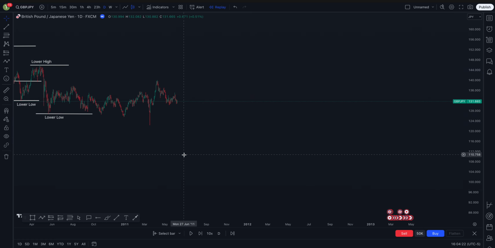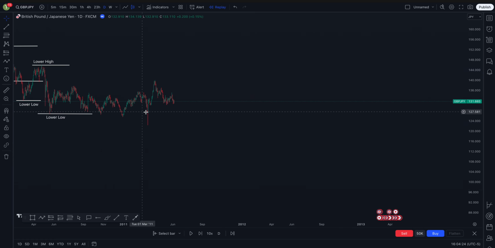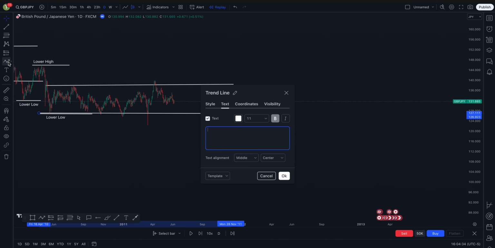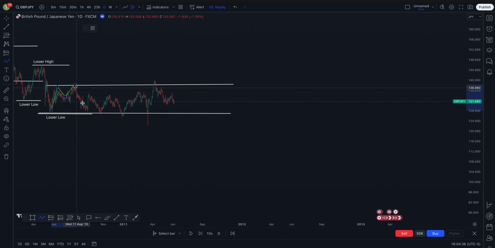So this now is an extended consolidation. So price is moving sideways, as you can see. If I draw a line here and then I draw a line down here, you can see that price is not moving in any clear direction. It's just moving sideways. No trend. So this is when you want to stay out of the market, guys.